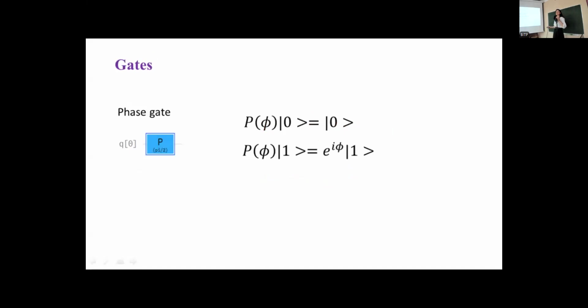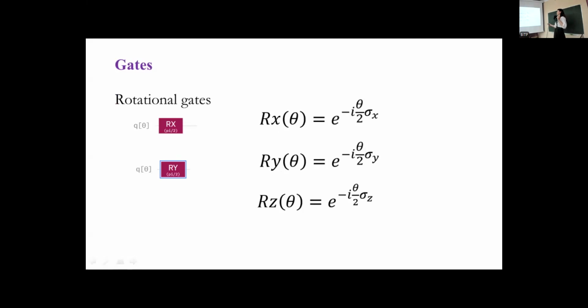Also, very often, the phase gate is used. The phase gate acts on state 0 and gives us the same result, but after the action of the phase gate on the state 1, we have this product. We have an exponent with parameter phi, which is used in this gate. In this example, you can see this parameter equals pi over 2.